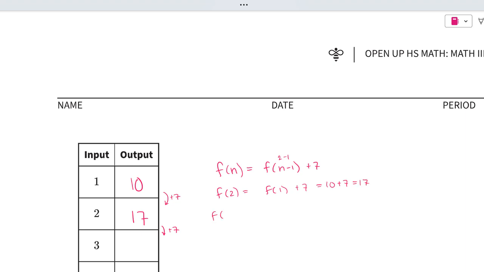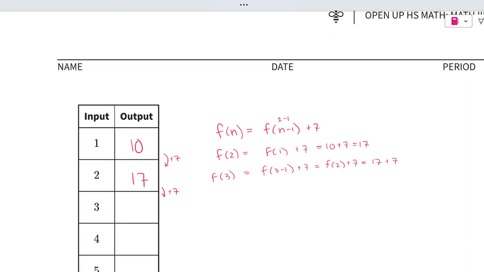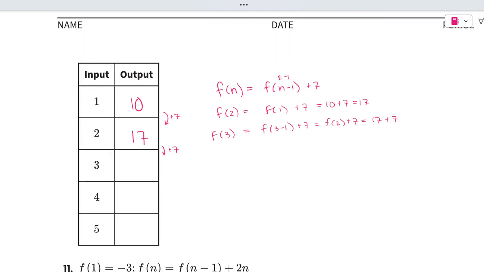So if I wanted to find f of 3, well, f of 3 minus 1 plus 7 becomes f of 2 plus 7. Well, we just said f of 2 is 17, so 17 plus 7. So we're getting that same result with just a different way of thinking it. So for linear ones, we don't need to plug into the formula every single time once we can predict the pattern. So 17 plus 7 is 24. 24 plus 7 is 31. And 31 plus 7 is 38.